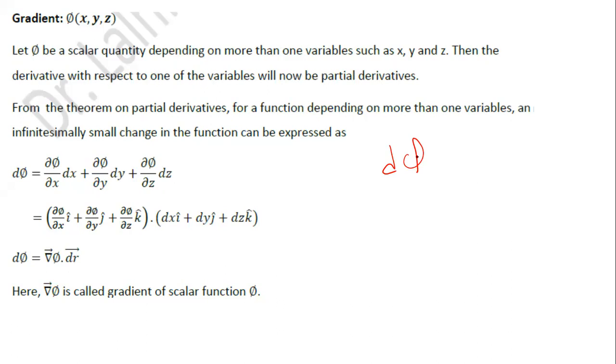When you take an infinitesimally small change in the function phi, from the law of partial derivatives we know that phi can change with respect to x, with respect to y, and with respect to z. Therefore, the infinitesimally small change in the function phi has to be written like this. D phi is del phi upon del x into dx. Del phi upon del x represents how quickly the function phi changes with respect to x, and dx is an infinitesimally small change along the x-axis.